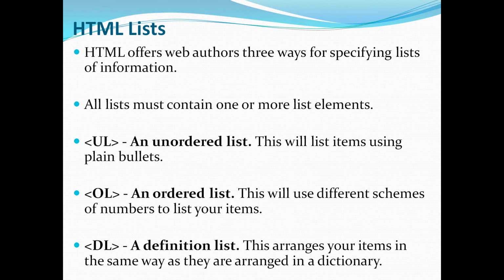A list must contain one or more list elements. If you are going to list elements, that list should contain one or more elements. The first one is UL.